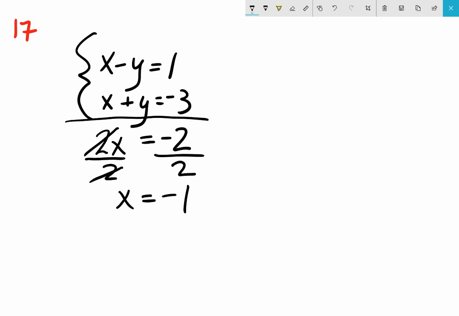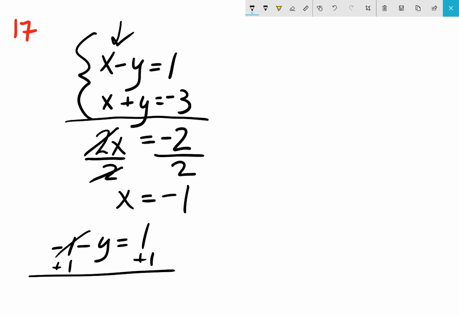Now you're going to go back and find out what y is. You can take that -1 and plug it into either equation to find out what y is. I'm going to put it back into the first equation. So x, which is -1, minus y equals 1. All right, so I need to get the y by itself, so I'm going to add 1 to both sides of the equation. So I'm going to have left over on this side, -y equals 2.